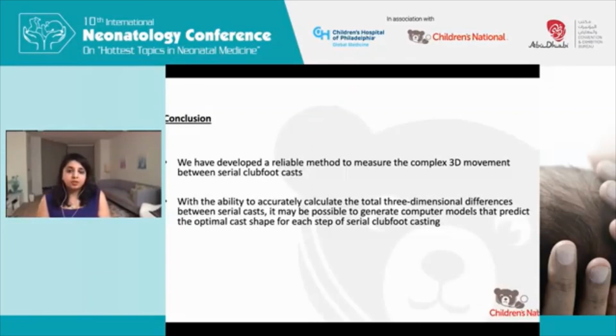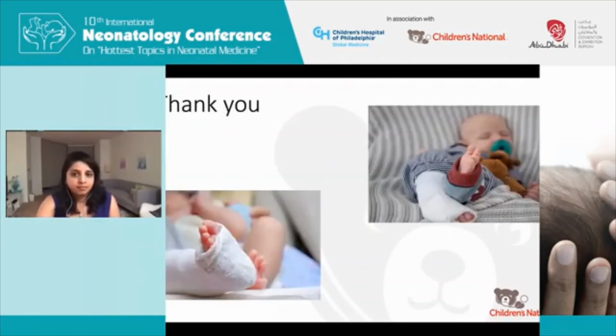So we've developed a reliable method to measure the complex 3-dimensional movements between serial clubfoot casts. And hopefully with this ability to calculate this, we will be able to generate computer models that can predict the optimal cast shape. And then no matter where you are in the world, somebody can 3D scan the original deformity, and hopefully we can help figure out how to get that child the treatment and the standard of care that they need. That's it. Thank you.